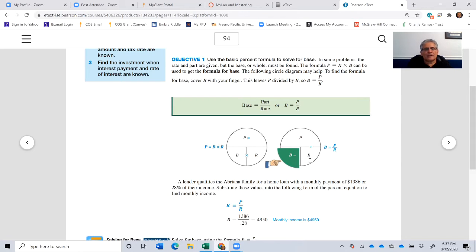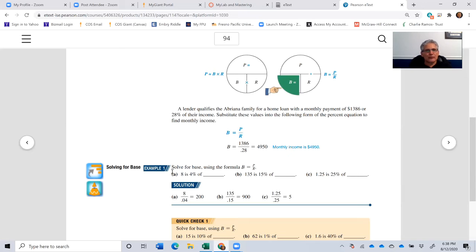If we want to cover up the R, let's pretend the R is not there. We don't know what the R is. So the way we solve for the R is P divided by B. See, this little circle helps us so that we don't have to memorize anything. We could just put these numbers in and it should help us solve. So right now, let's focus on the base. The base is equal to the P divided by R, the part divided by rate. So from here, it should be pretty straightforward.